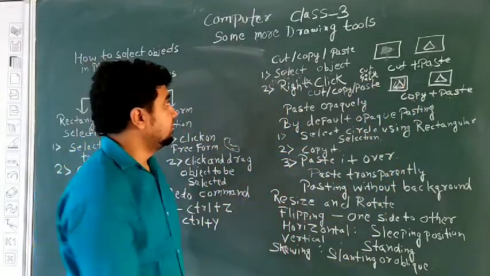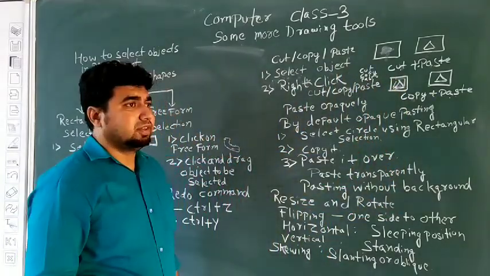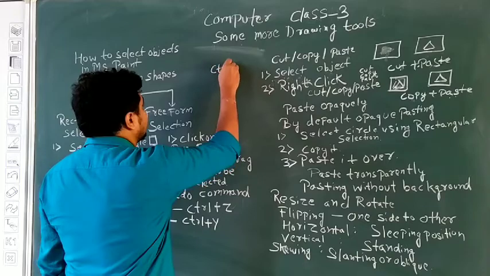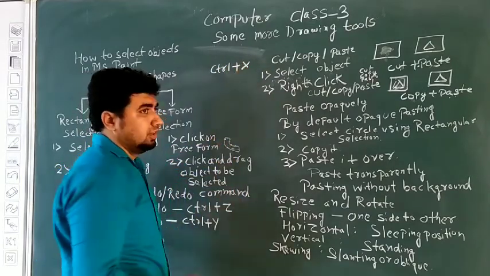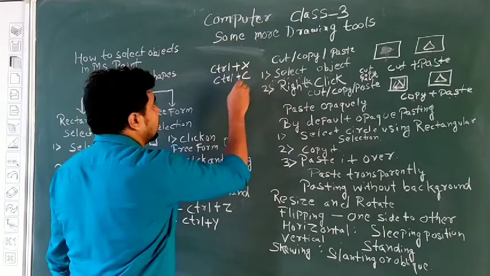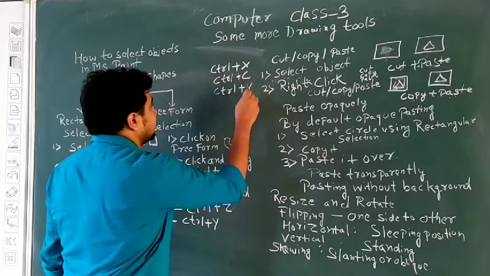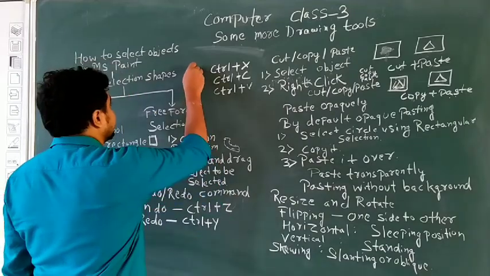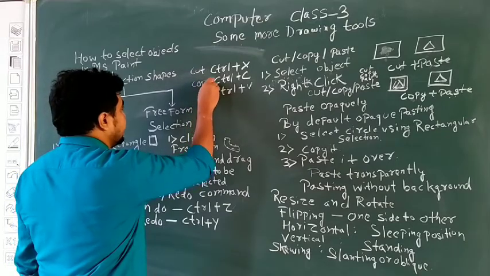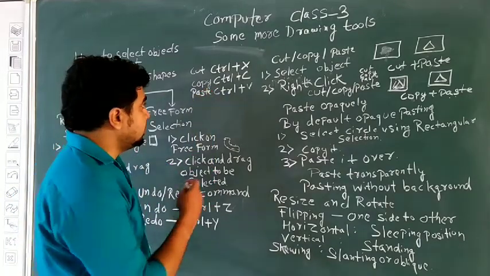So this is basically how you can use cut, copy and paste. There are also some shortcut keys. Shortcut keys: CTRL plus X is the cut key. CTRL plus C is the copy key. And CTRL plus V is the paste key, if you want to paste. So this is cut, this is copy, and this is paste. These are the shortcut keys.